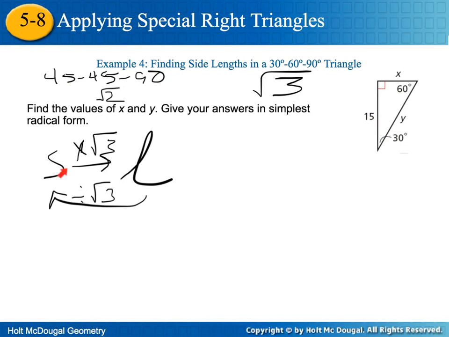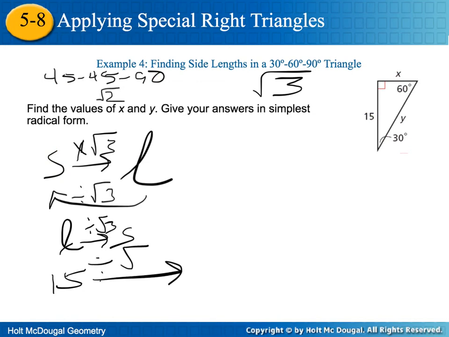Alright, so back to this problem. I need to get from the short side to the long side. But since I don't have the short side, I have to go from the long side backwards to the short side. So I divide by square root of 3. Long to short, I've got 15, and I'm dividing by square root of 3. So the short side becomes 15 divided by square root of 3.